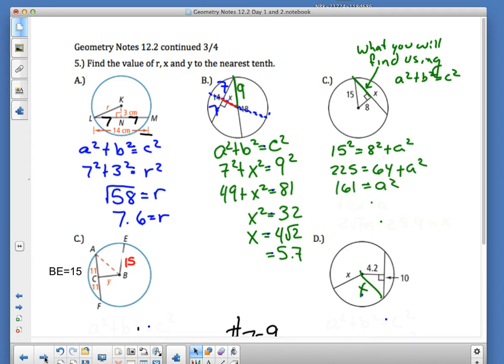I gotta take the square root of both sides. But what I have endeavored to find was just this green section. This is the square root of 161, right there. But so, is this.